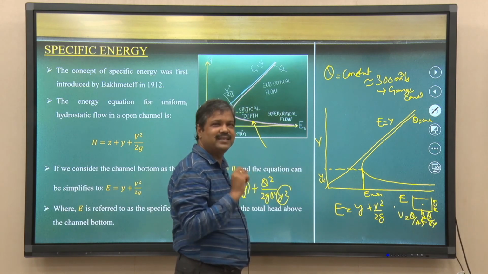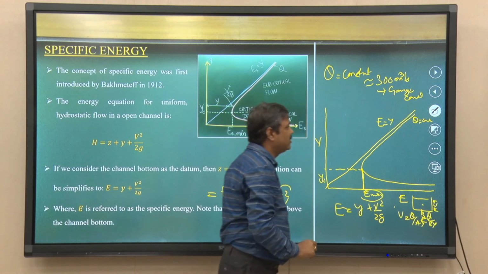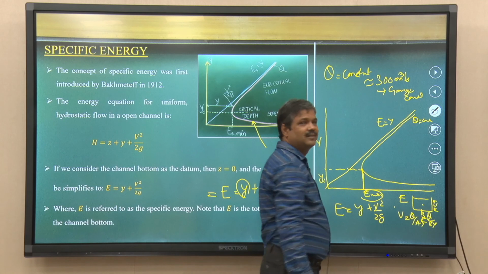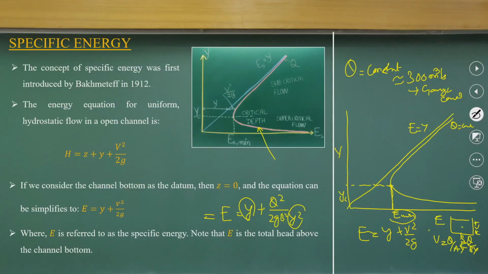Minimum energy is necessary to have a flow; minimum specific energy is there for this constant discharge. So, if you look at that, you can see that this is the critical zone, and it divides into two zones. One is the supercritical zone and another is the subcritical zone, and the line represents the critical flow zones.